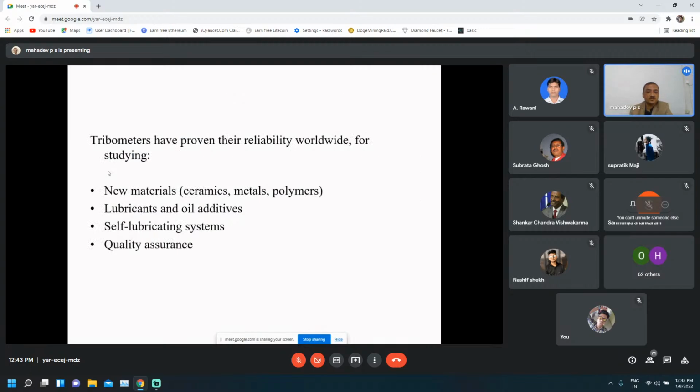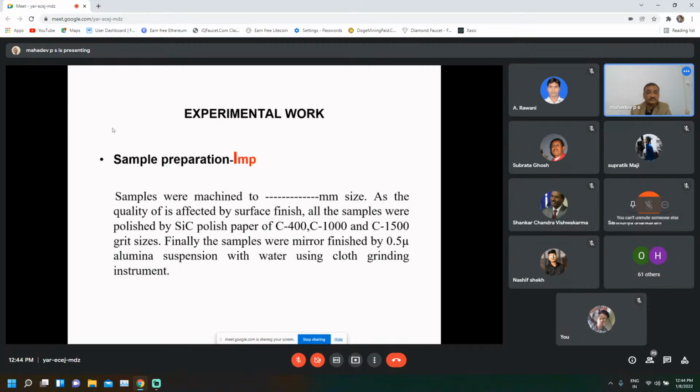So what is done? For tribo testing, we are using tribometers. Tribo testing is done for new materials like ceramics, composites, metals, polymers, using lubricants. Even lubricants and oil additives can be tested using these tribometers. Self-lubricating systems can be tested too, and this is done for quality assurance.